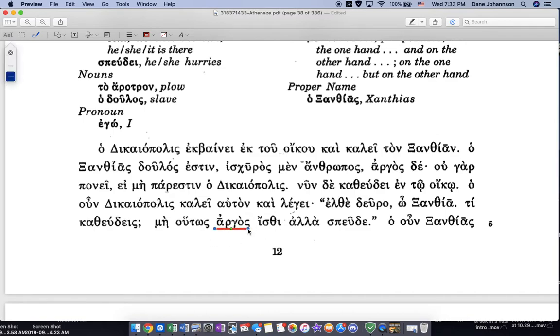Me houtos argos isthi. That was rathymos. It's me houto rathymos isthi. But in the second edition, it's me houtos, so that threw me off too, the sigma at the end. Me houtos argos isthi, do not be so lazy. Me houtos, not thus, do not be thus so lazy, so to be. Isthi, do not be, it's the imperative from einai, to be. So this is the same word as where we got estin. Those are both the same word. Isthi and estin both come from einai, to be. Do not be so lazy, alla speude, but hurry.